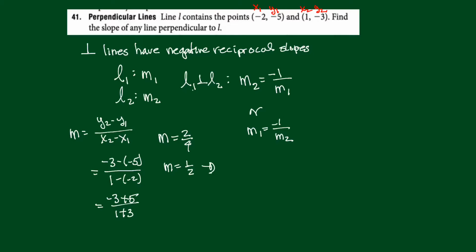Now I want the slope of the perpendicular. So the slope of the perpendicular is, now what do you do here? Invert it and change the sign. So this is going to be negative, if I invert it, it'll be 2 over 1. But what's 2 over 1? That's just 2. So the slope of the perpendicular, that's what we're looking for, is negative 2.